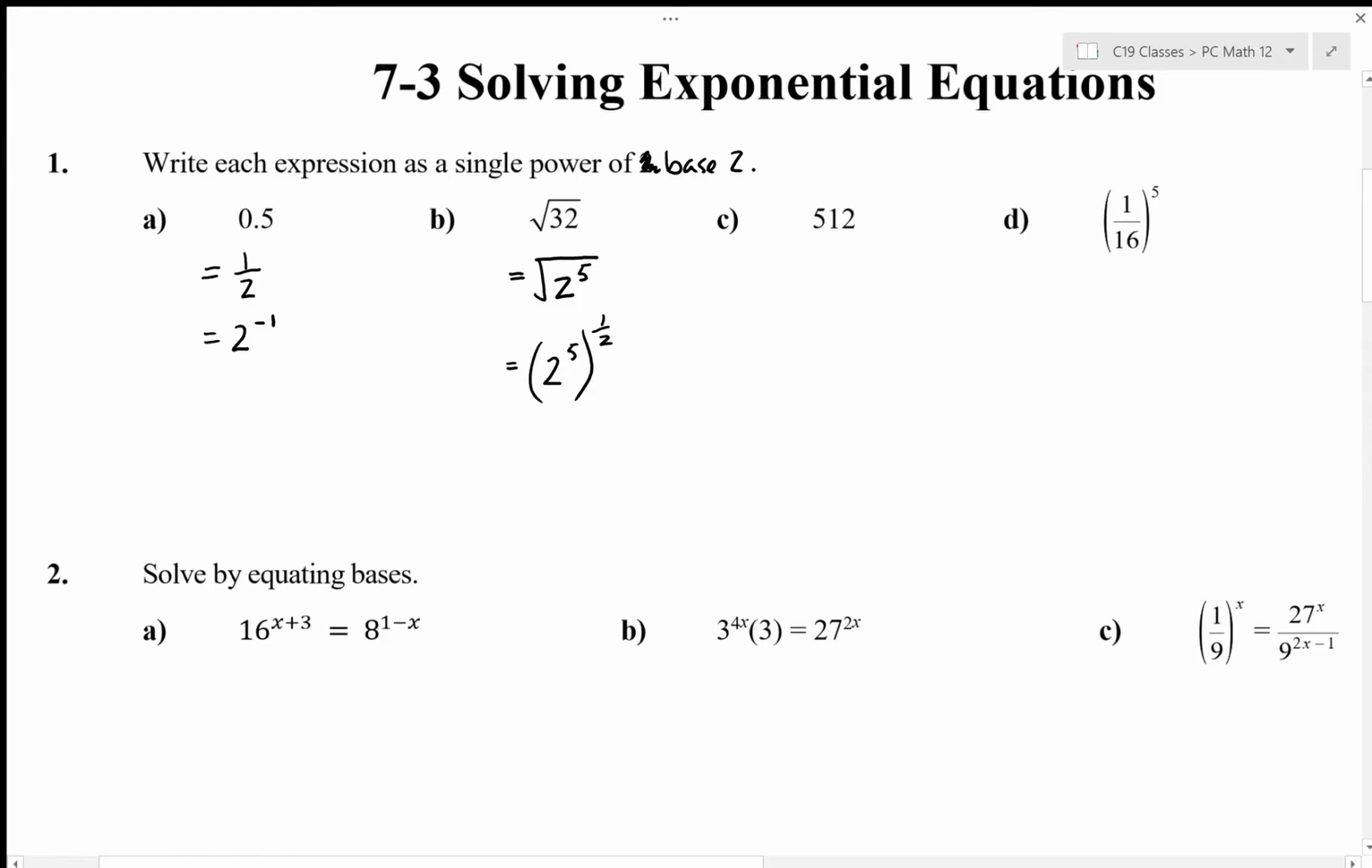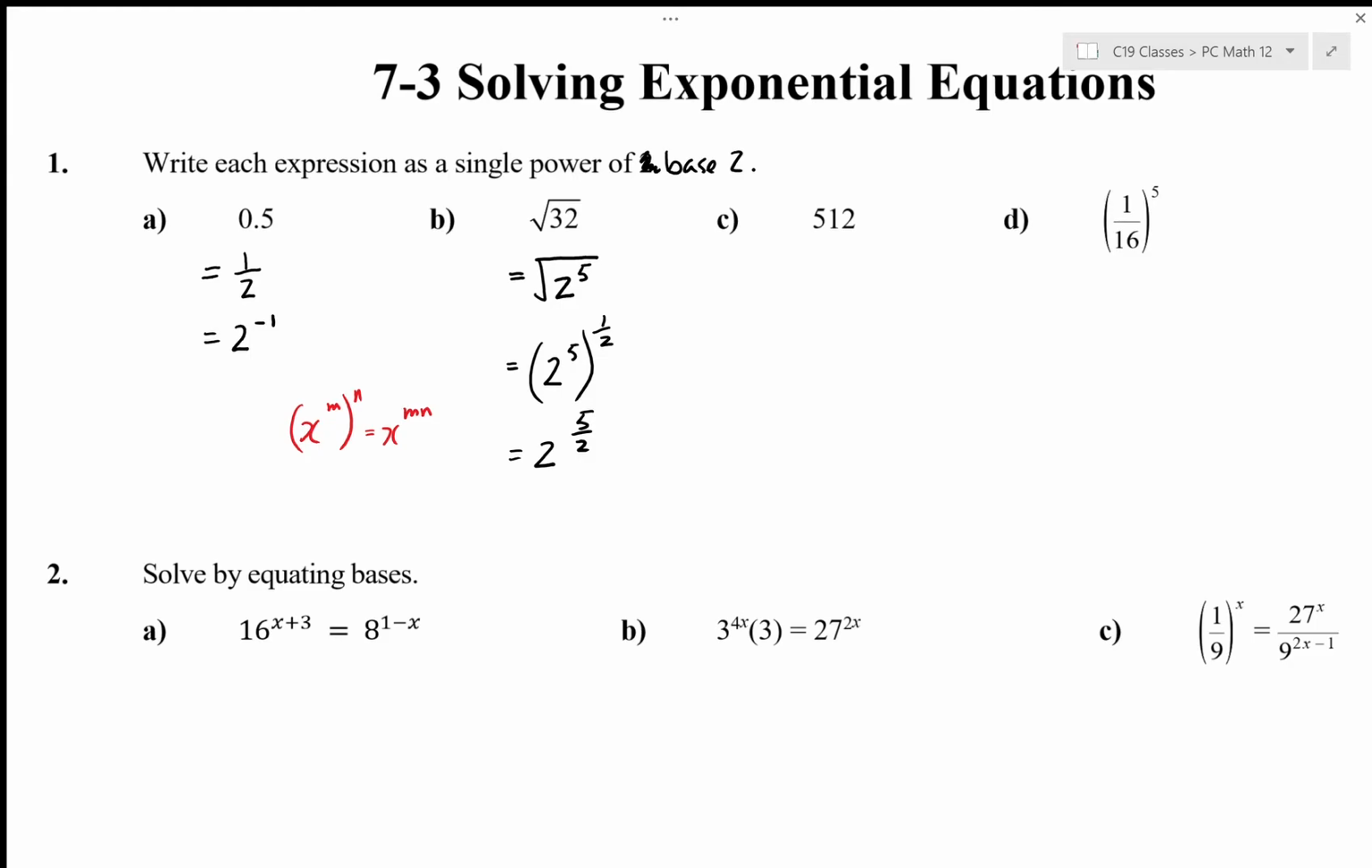And then there's this law we have, which I'll do in red over here, this law where we can say x to the m all to the nth power, we would multiply and we would end up with x to the mn. So you have to remember that rule because that's the one I'm going to use right now to finish this question off. And that's where I say this is the same as 2 to the power of 5 over 2. So 5 times a half is 5 over 2. And again, I've written it as a base 2 power.